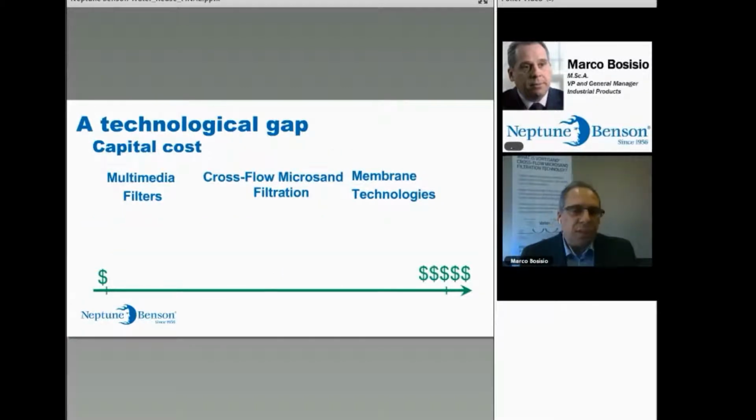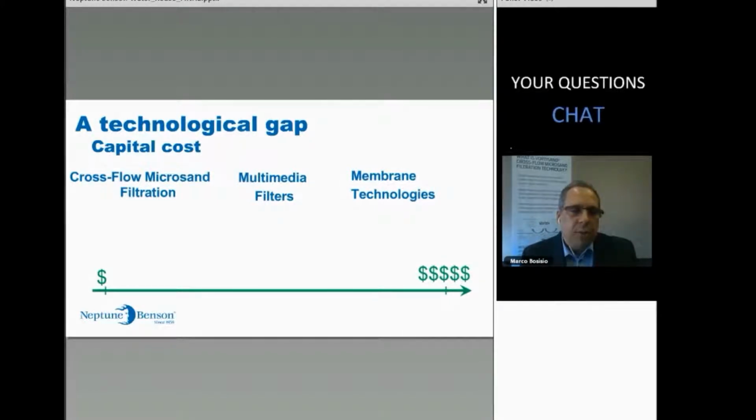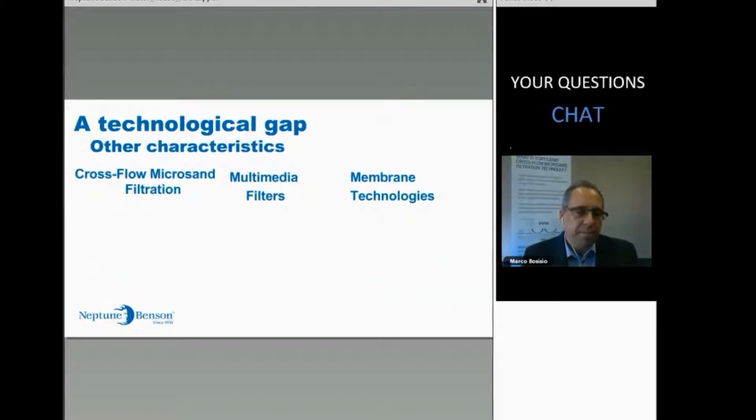When it comes to cost per se, one may want to ask, how does it go? I mean, there's the multimedia, the cross-flow, and the membrane. And what we know is that typically the cross-flow microsand is very competitive to the multimedia filters. And I'm going to say especially on larger flow, like 600 or 1,000 GPM. And the membrane technologies is, of course, a little bit more costly, significantly more costly sometimes. Of course, it doesn't do the same thing either, but it is definitely very competitive on a price basis.